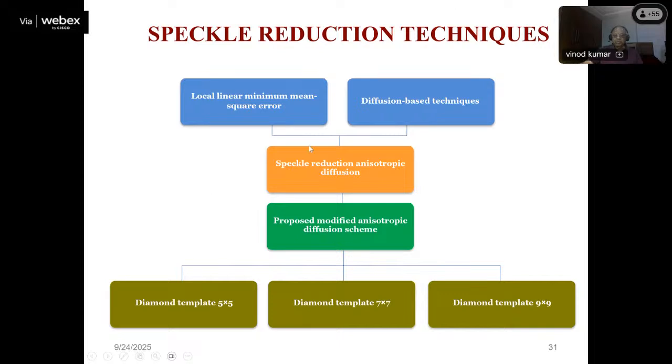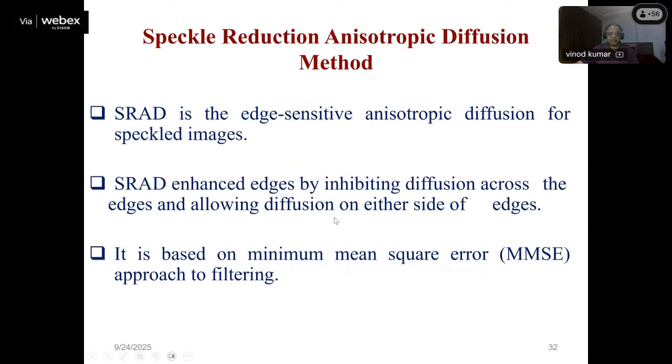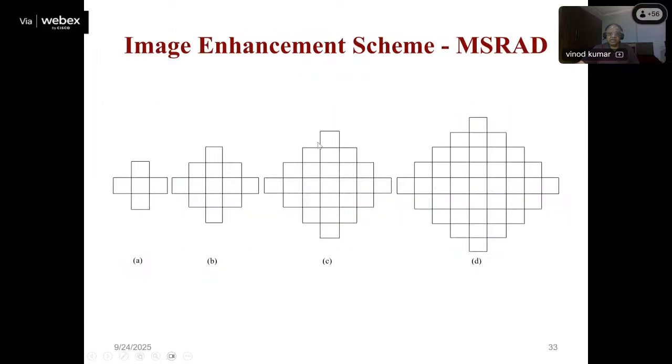So we proposed a speckle reduction anisotropic diffusion filter, and the filter was modified, and we tried templates of 5 by 5, 7 by 7, and 9 by 9. Again, with different template sizes, we created the filtered images and gave them to the medical students to get their opinion, so that we could identify which template is the best. These are the templates we used for filter image enhancement.